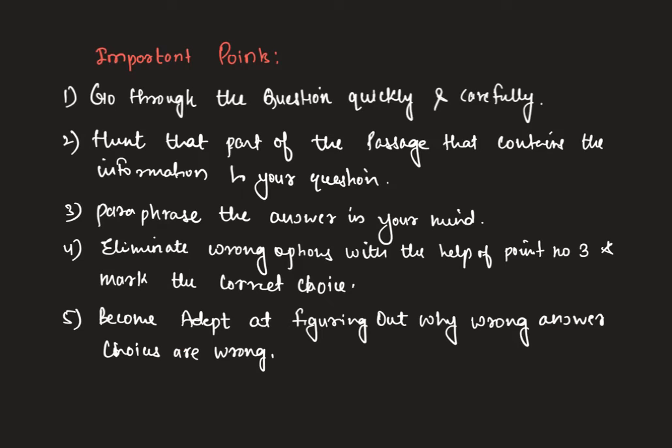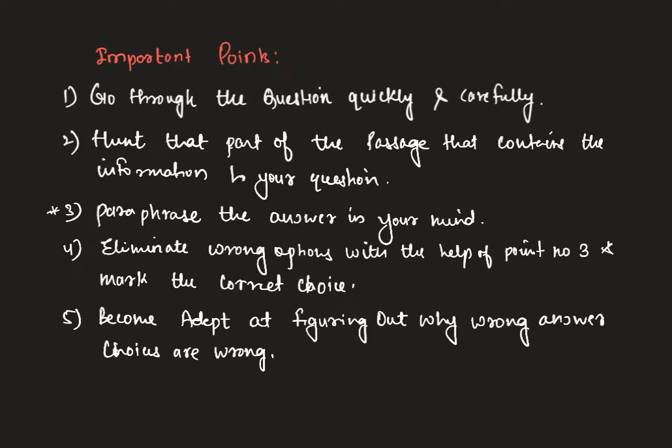So this is a basic list of rules that you should remember for the approaching-questions type. First, as we have discussed, go through the question quickly and carefully. Second, hunt for that part of the passage that contains the information for your question. Third, very important one: paraphrase the answer in your mind. Try to guess or judge an answer in your mind.